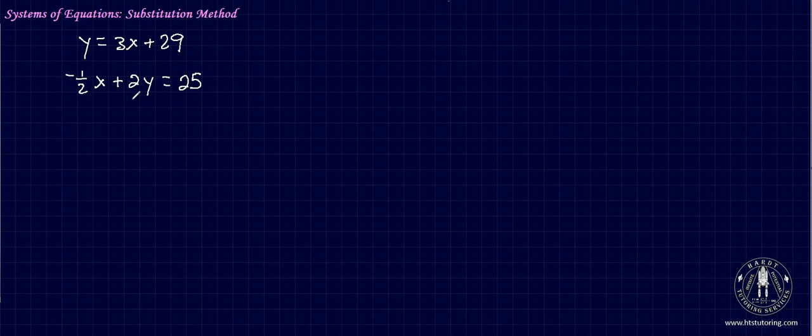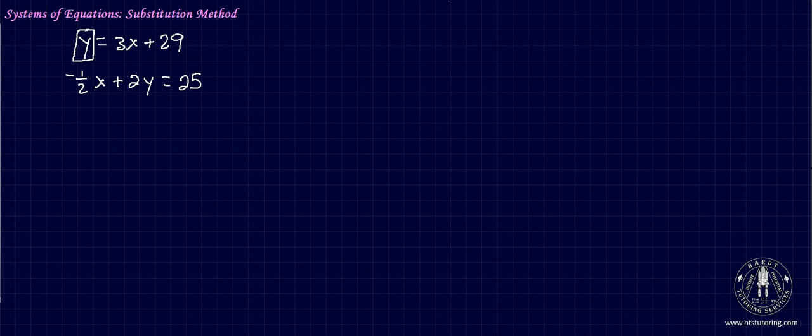Okay? So in the substitution method, you're going to be looking: do I know what a variable equals? And the variable may not equal just a straight up number. It may equal some expression. What I mean by that is if you look, y is by itself, all by its lonesome on one side of the equal sign, and it's equal to some expression, this expression 3x plus 29. So we know what y equals in terms of another variable.